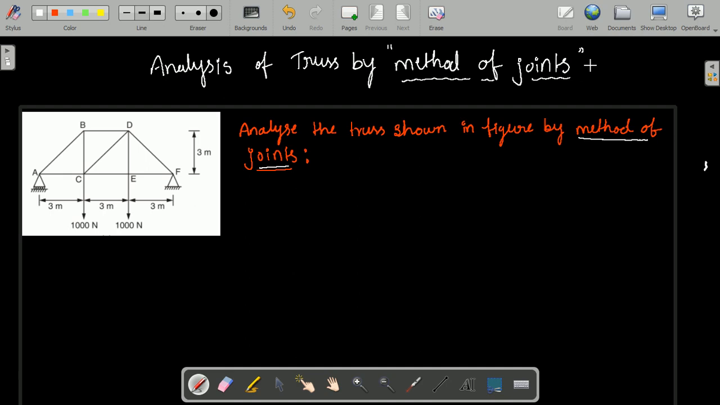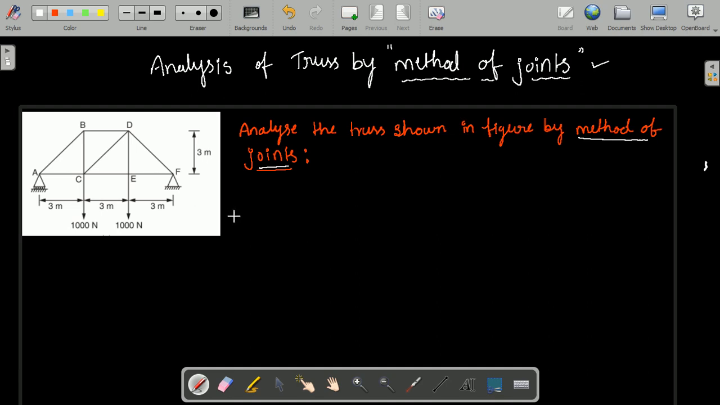In today's class we are going to discuss how to analyze a truss by the method of joints. As the name indicates, we consider the different joints to find the internal axial forces developed in the different members. Just concentrate on this: analyze the given truss as shown in the figure by the method of joints.